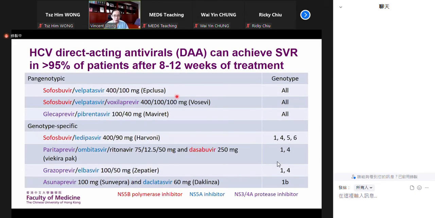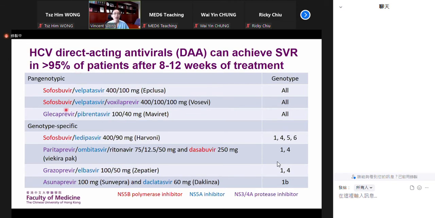Okay, you don't need to know anything about this slide, but what you want to know is that the drugs that we are using to treat HCV infection are called direct-acting antivirals, or in short, DAAs. And you also need to know that they are oral drugs with minimal side effects. They can be given for 8 to 12 weeks, and then you can achieve SVR in more than 95% of cases.